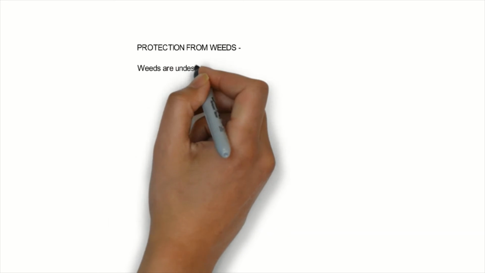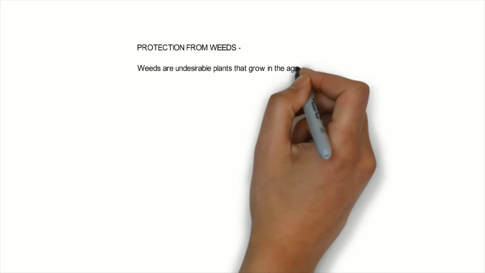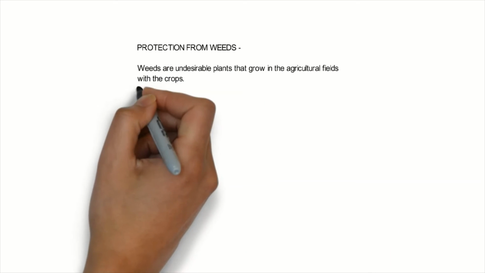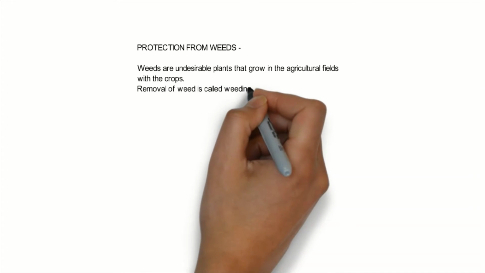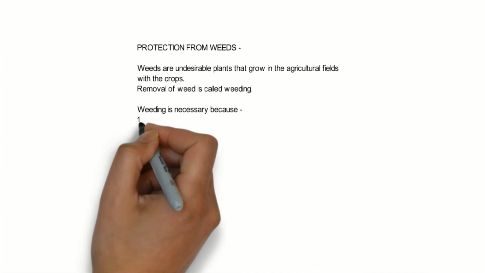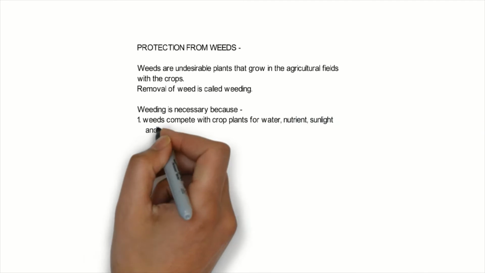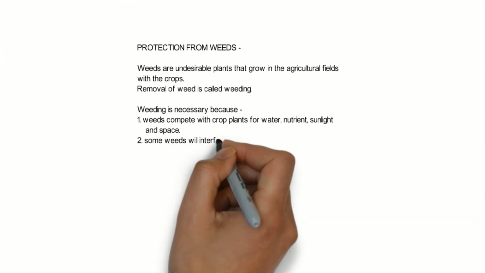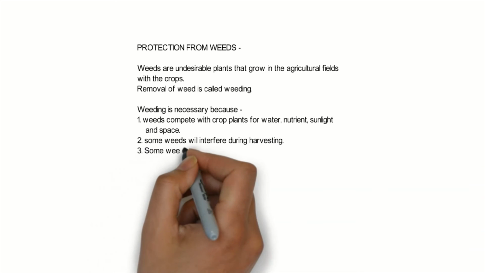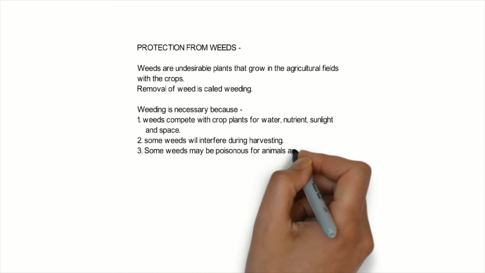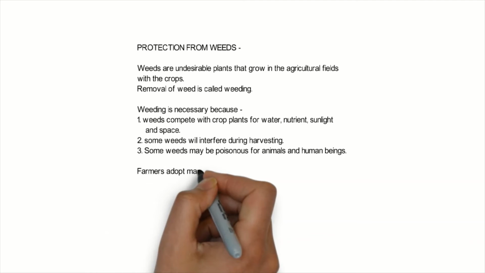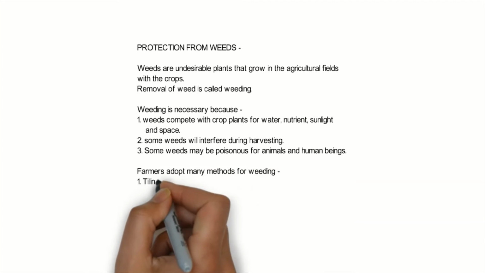Protection from weeds is the next step. Weeds are undesirable plants that grow in the agricultural fields along with the crop. Removal of weeds is called weeding. Weeding is necessary because weeds compete with crop plants for water, nutrients, sunlight, and space. Some weeds will interfere during harvesting. Some weeds may be poisonous for animals and human beings. Farmers adopt many methods for weeding.